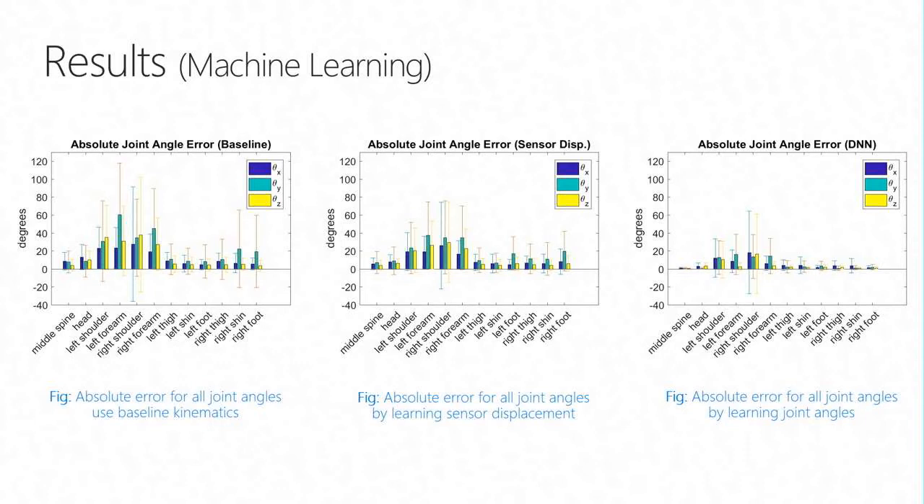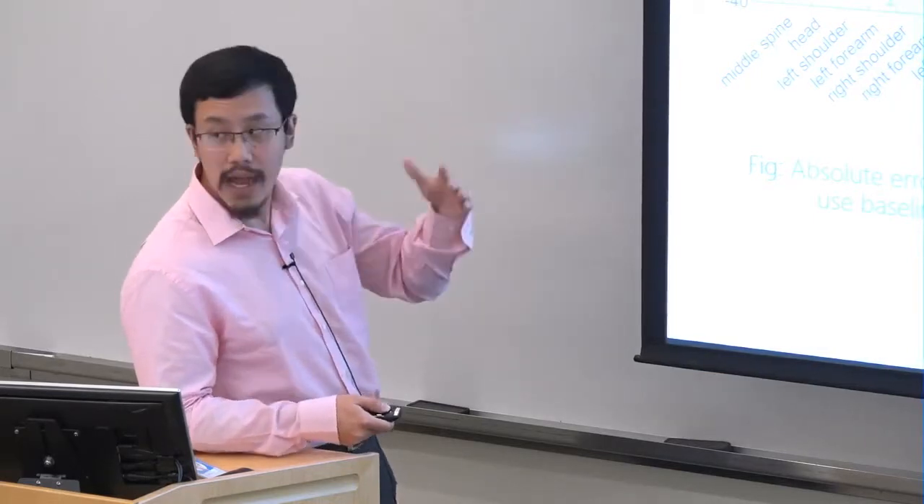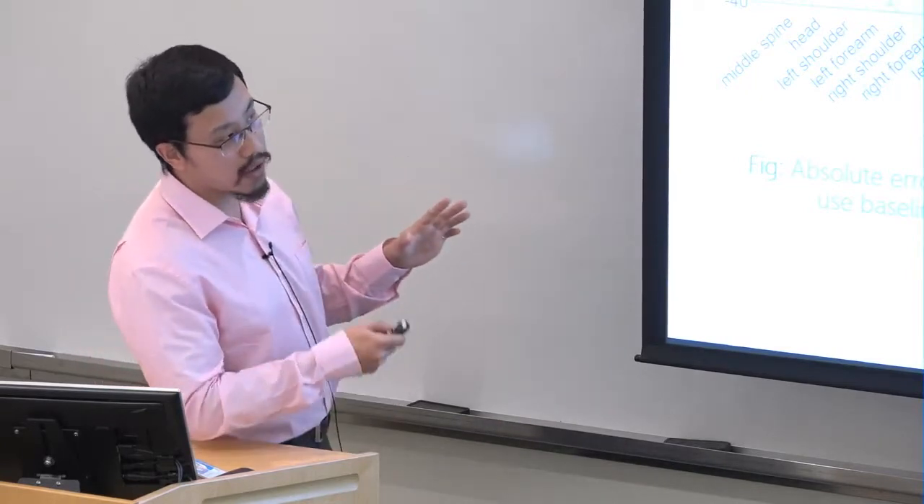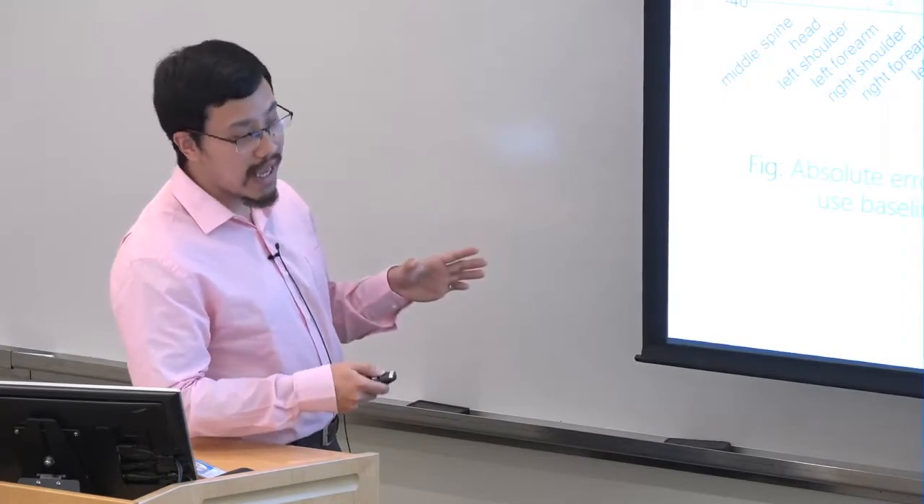So this is the overall result of the 3 different approaches. This graph you have already seen in the kinematics. This is the learning RSB approach, and this is the end-to-end DNN approach. So you can see the error drops along these 3 graphs. So the DNN has the best result, while the learning RSB is in the middle.